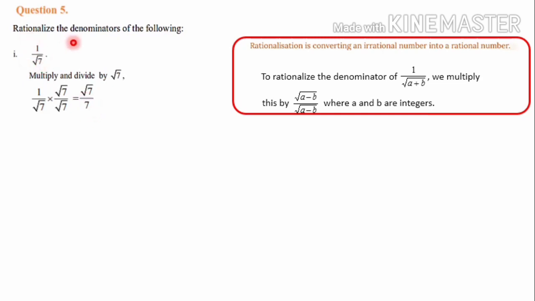So rationalization is over. Once again, if the denominator has only the square root of a single number, take that number and multiply it in the numerator and denominator. That is the process. Next question, 1 divided by root 7 minus root 6.